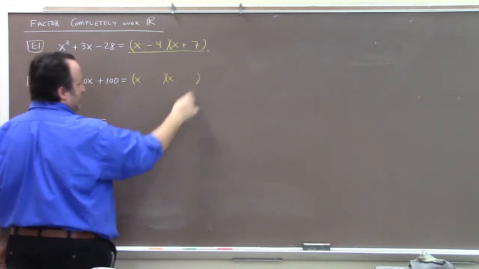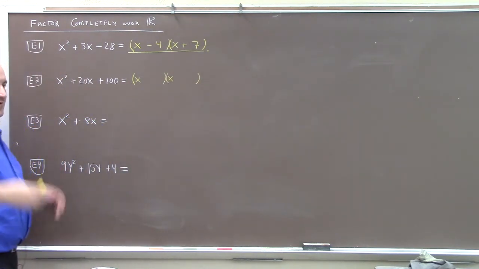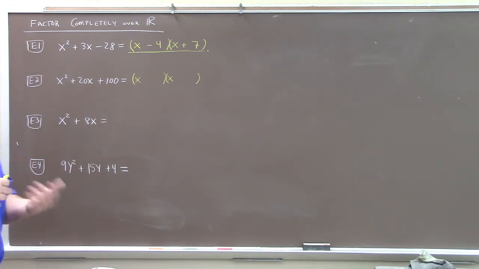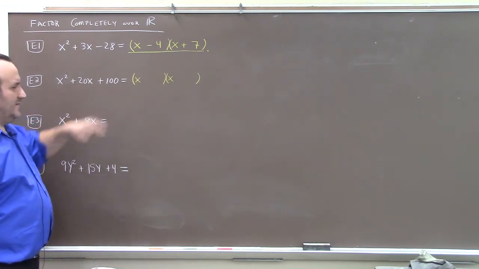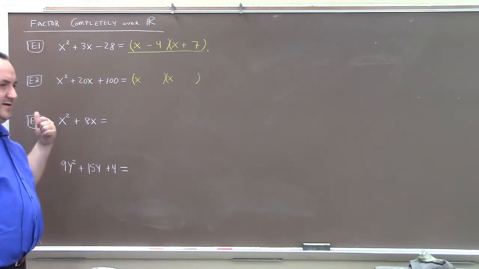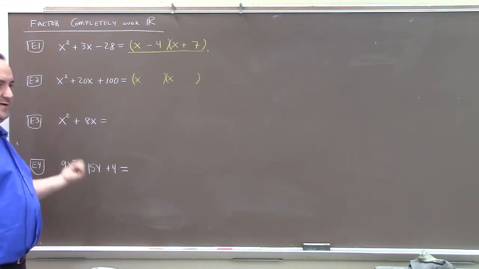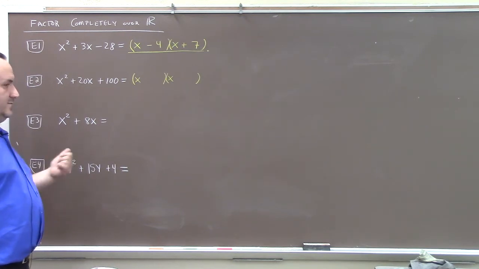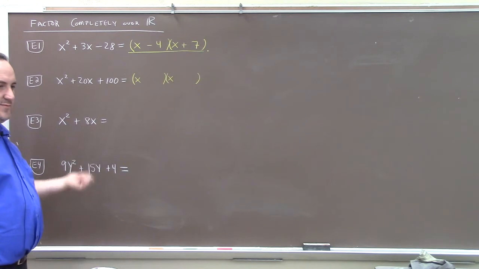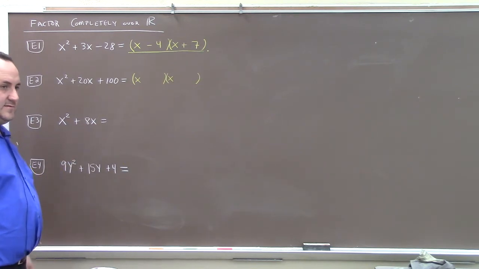How about this one? You don't even need to think about that. You just write it down, and then try to fill it out. How do I get 100? A lot of different ways: 1 times 100, 2 times 50, 4 times 25, 5 times 20. What else? 100 is such an interesting number. There's a lot of ways to factor it.